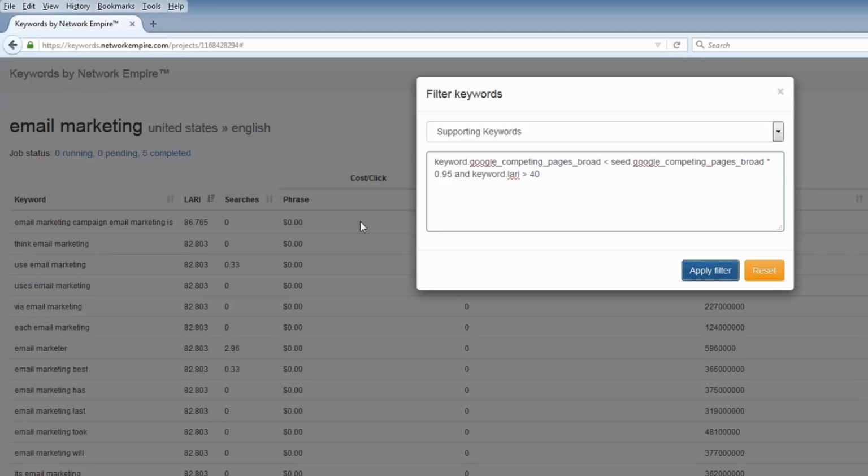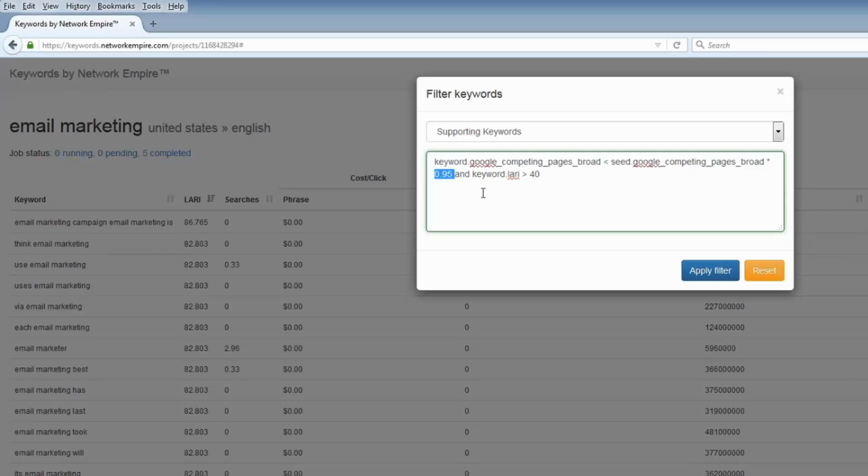So now let's look at what it does. It looks at the pages, the broad pages, and it makes sure that the pages are going to be smaller than the seed term times 95. So it's going to be at least 5% smaller than the original term. So what that does is it keeps me focused underneath in the conversation. It keeps me focused in that conversation. I'm not going broader, I'm going smaller.